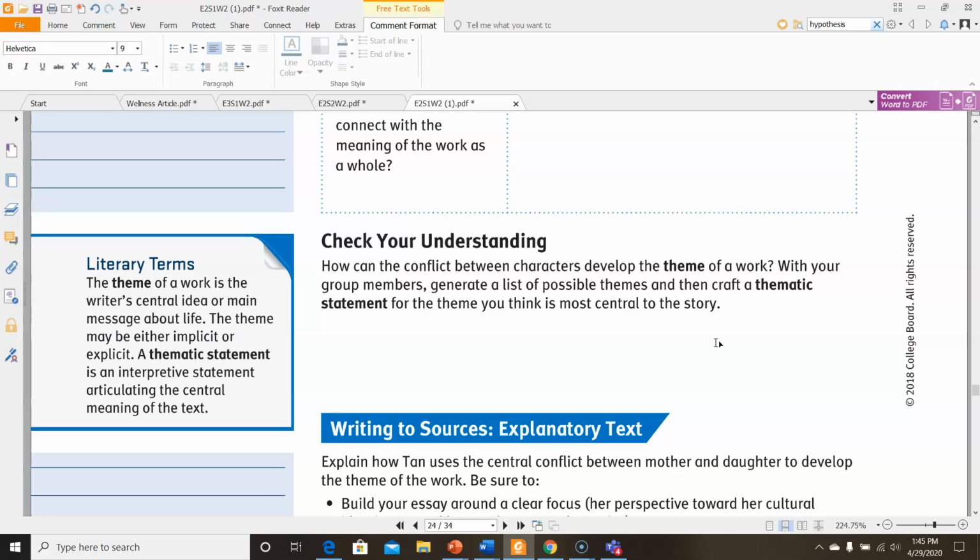For check your understanding, it says, how can the conflict between characters develop the theme of a work? So it's not just talking about this work, but any story in general. How does conflict between characters help demonstrate what the theme of a story is? So you don't have group members, but please generate a list of possible themes and then a thematic statement for the theme you think is most central to this story. So your thematic statement is an interpretive statement articulating the central meaning of the text. So that is what you're doing for this. You're creating a thematic statement about what you think the theme is and why.